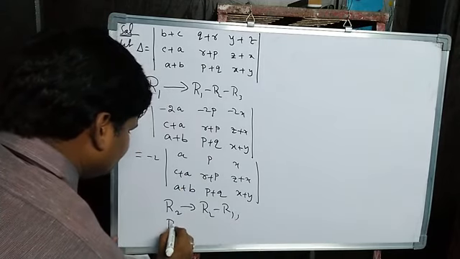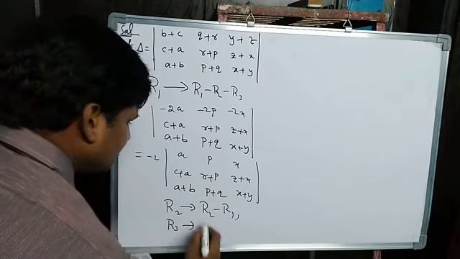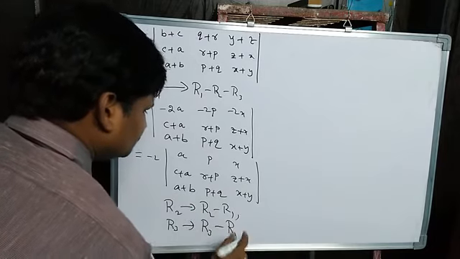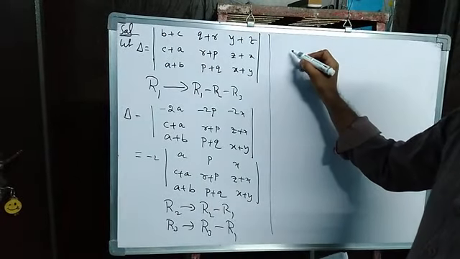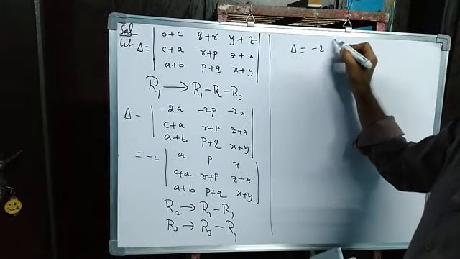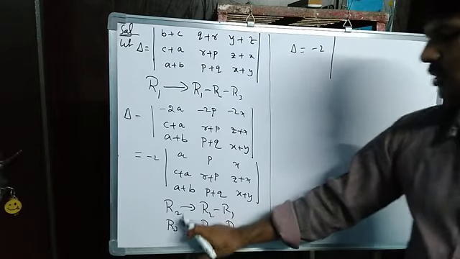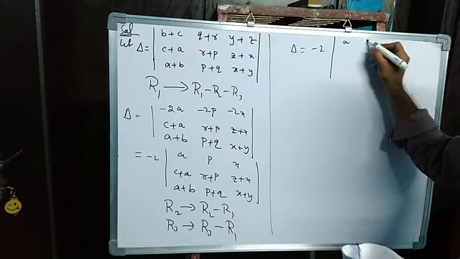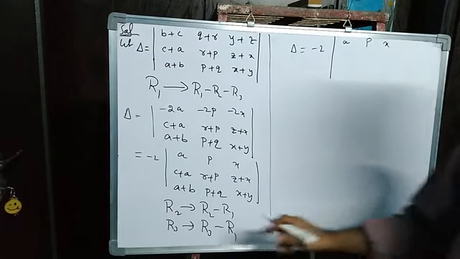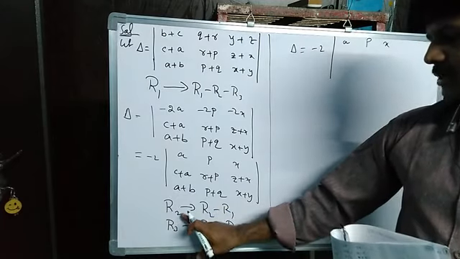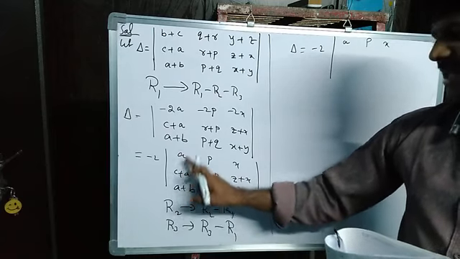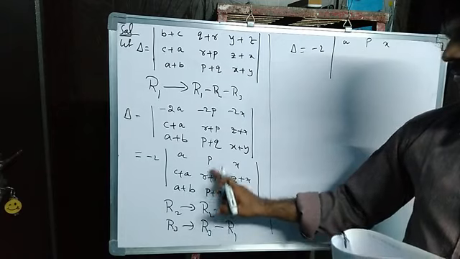Next, R3 changes to R3 minus R1. Then what will we get? Delta is equal to minus 2 into the determinant of, where R2 and R3 we are changing and R1 is not changing. So R1 is the same, you have to write A, P, X. Just observe here. R2 means first element, second element, third element. R2 minus R1 means first element minus first element, second element minus second element, third element minus third element.